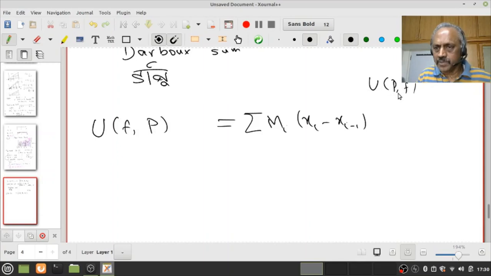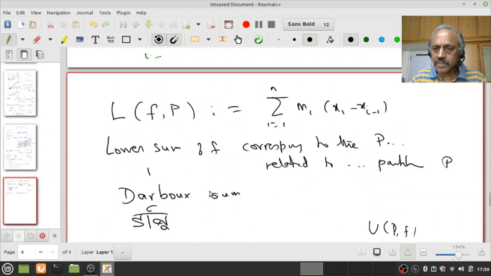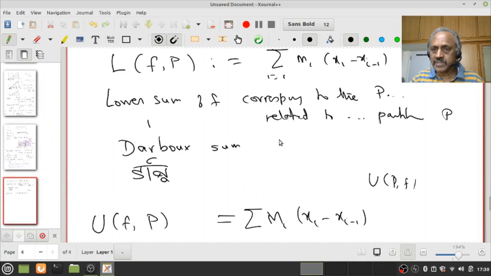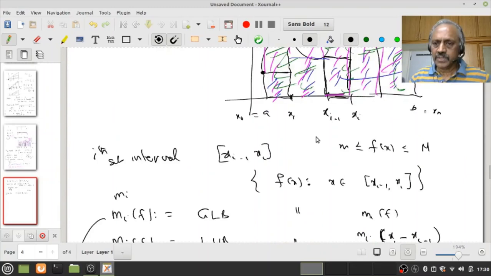You follow that? Now what is the geometric meaning of this? This is the sum of the rectangles which just about cover the graph. This approximates the area under the graph from above. The lower sum approximates the area from below, from inside. And the upper sum approximates the area from above. Do you follow this? That's why I started with the example. Please pause, review and proceed.